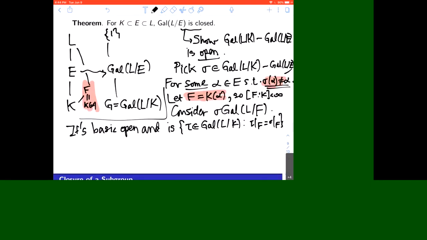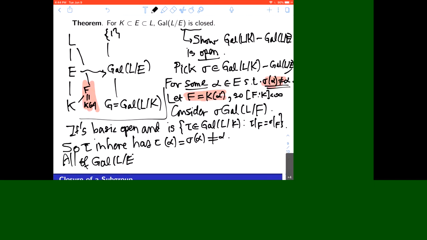What that means then is these things do not fix alpha. But the Galois group of L over E, by its very definition, fixes alpha. So that means that this coset, this basic open, does not touch the Galois group of L over E at all. So this basic open is disjoint.